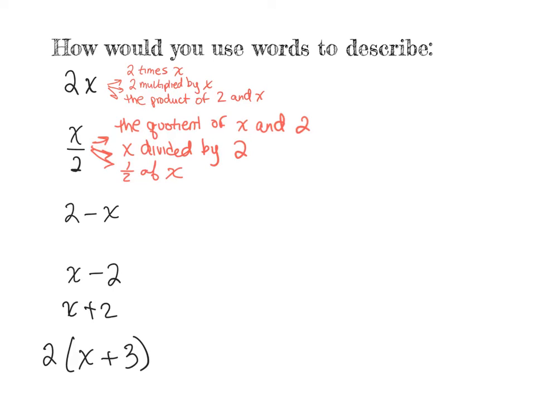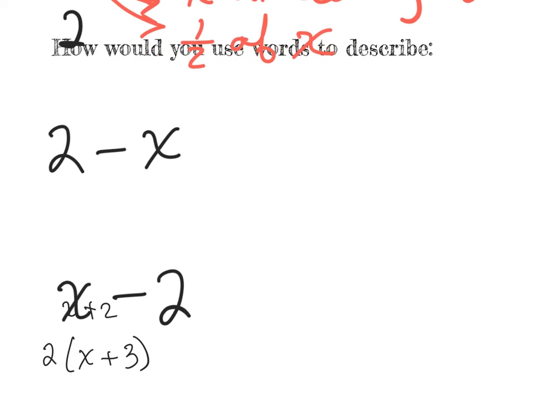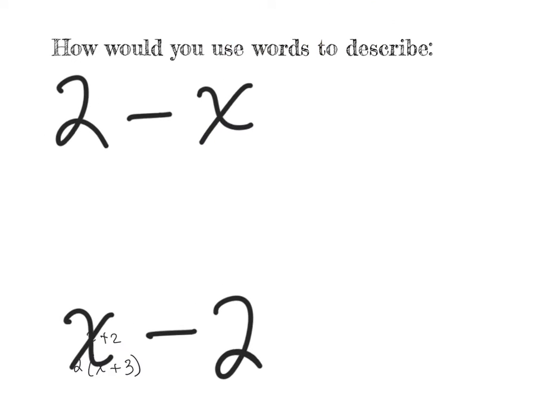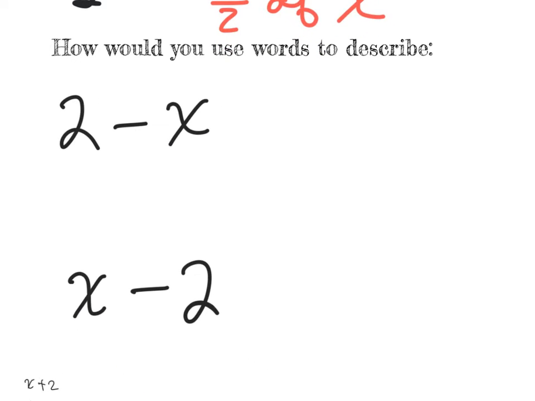Now let's go into the next ones. The next ones, order really matters. So let's look at this one here. How would you describe the difference between 2 minus x and x minus 2? 2 minus x, 2 subtracted by x, because you are subtracting x from 2.